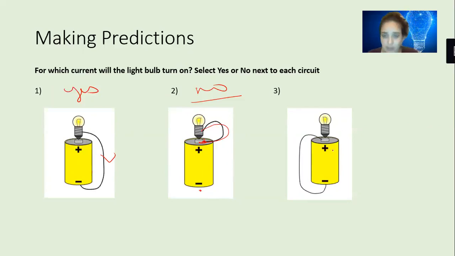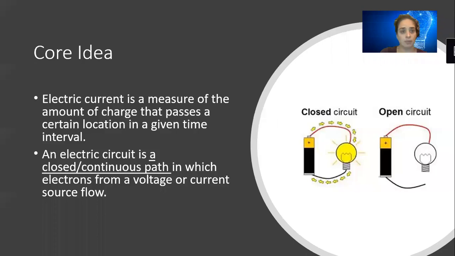And then for 3, this one you have to look a little closer to see what's happening. So we see the wire that's connecting the negative side of the battery to the positive side of the battery, but it's actually not touching the light bulb. So the light bulb is touching the battery, but the wire isn't connecting anything. It's just touching the battery itself. So here, this also would not cause the light bulb to turn on. Right? So you can go back into your classwork document and correct your predictions if you need to.